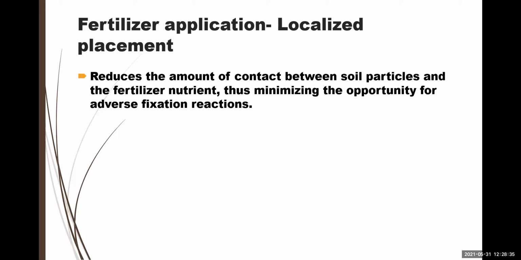All right. In terms of localized placement, this is targeted placement where we can put in a strategy to reduce the loss of nutrients. In particular, we reduce the amount of contact between soil particles and fertilizer nutrients. Thus, you will indirectly supply continuous slow-release fertilizer as well as long-term fertilization.